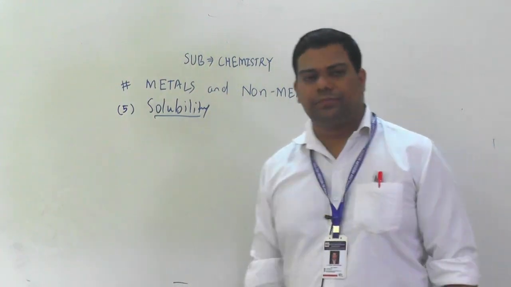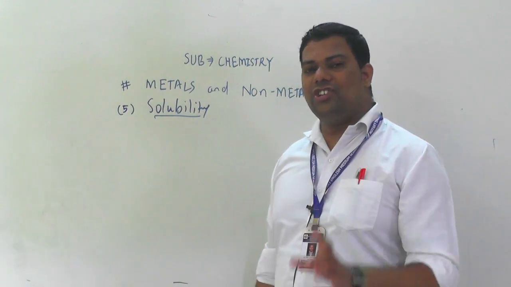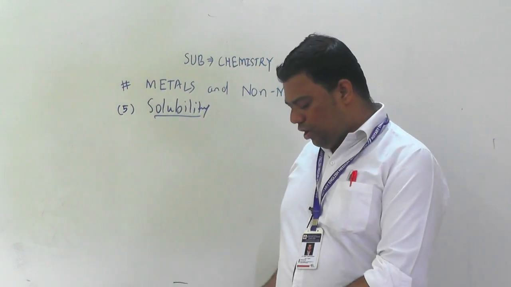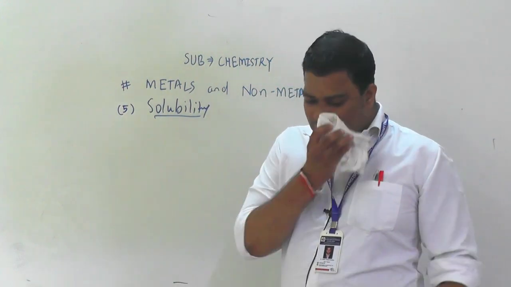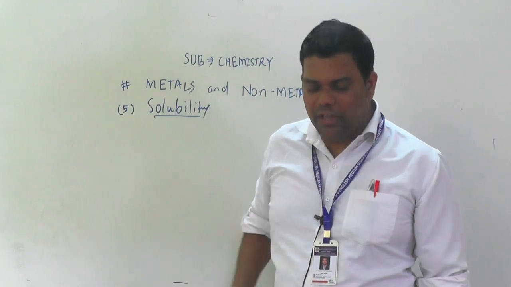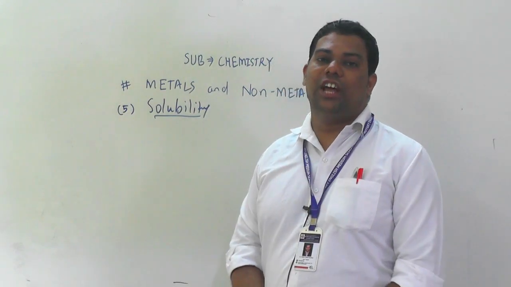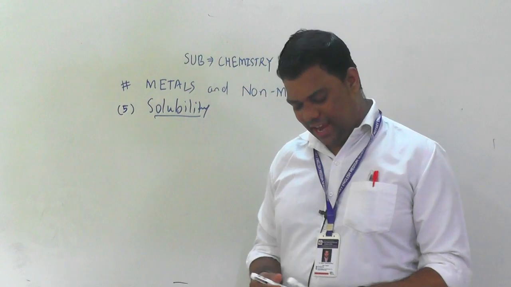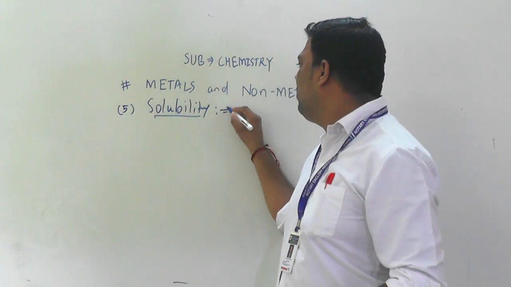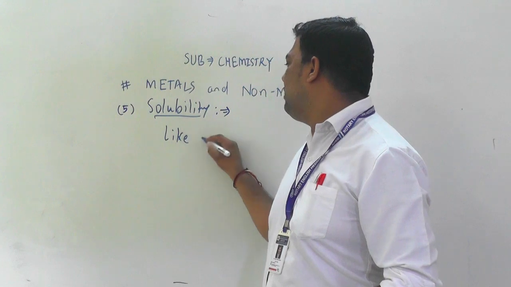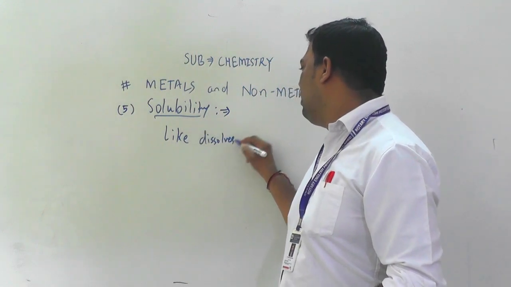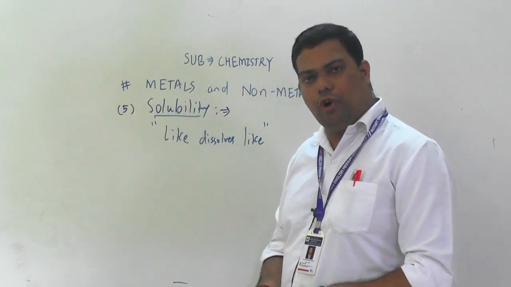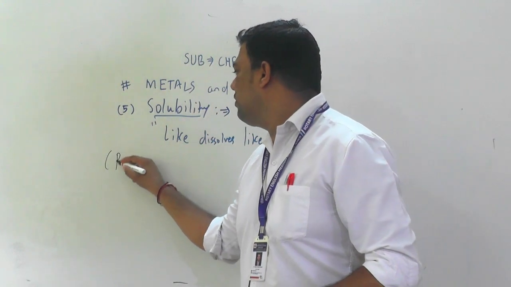As you know, ionic compounds generally dissolve in water. Ionic compounds are generally soluble in water. Why are they soluble in water? Because they are polar in nature. It means like dissolves like. Keep this concept in mind: like dissolves like.